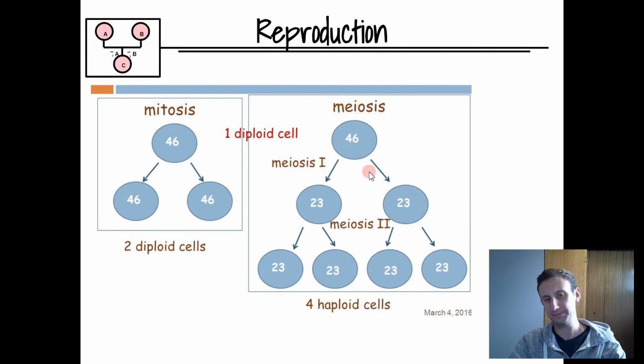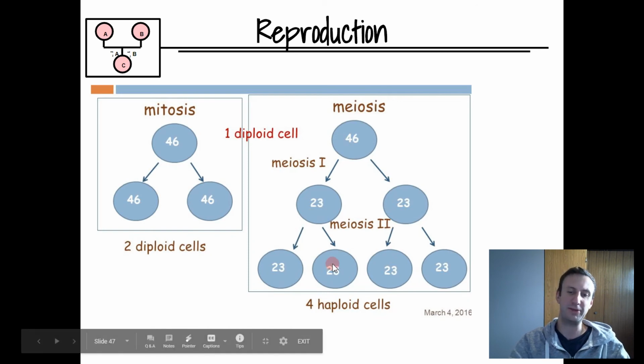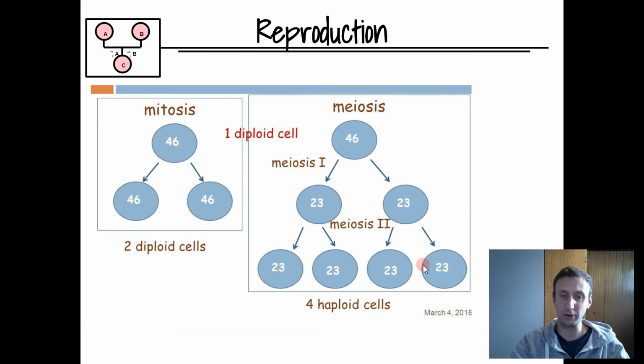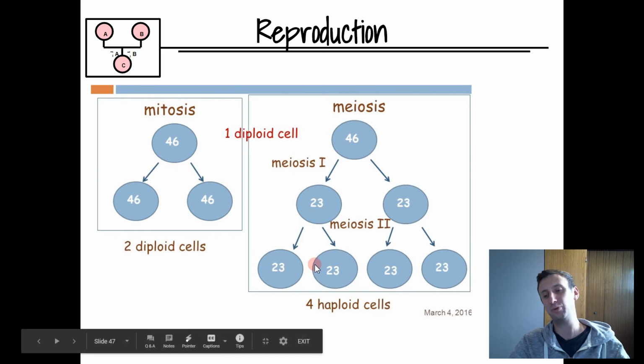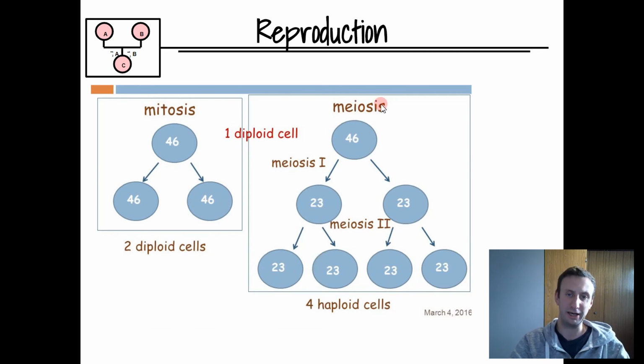They end up duplicating and then doing some crossing over of genes in order to get more recombination. But at the end of the day, what I get is 4 haploid cells, which means they have half the genetic code of the original. So when I end up getting my gametes, and that's what meiosis is for, I end up with gametes that have half the genetic code of the original cell.